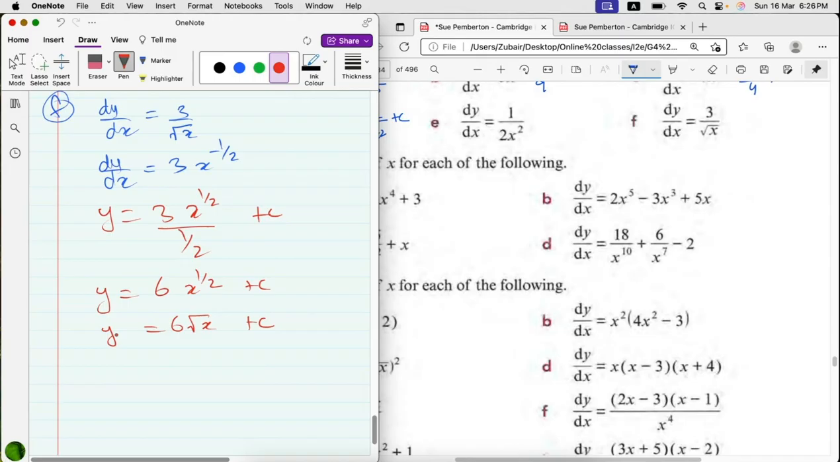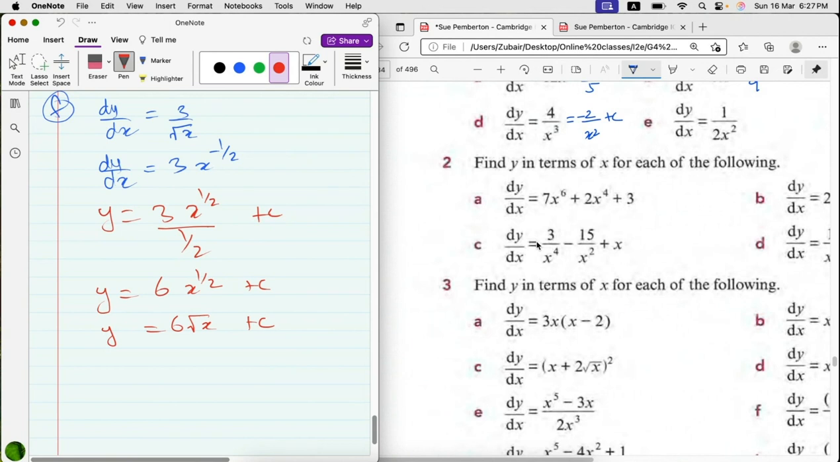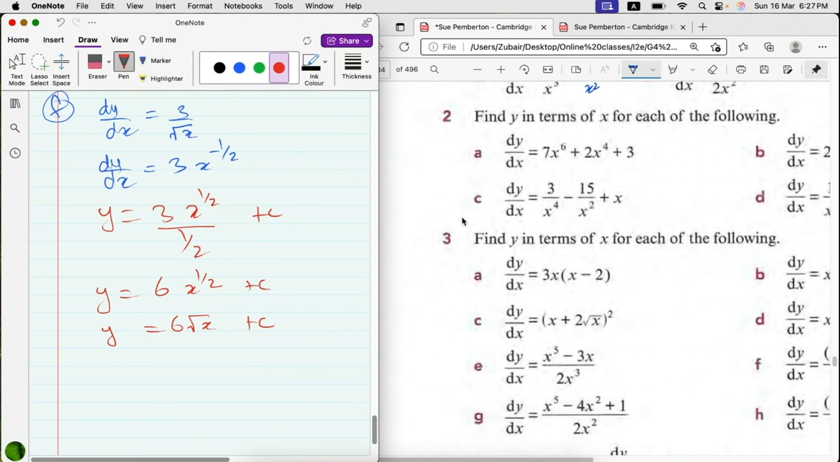What do you say? Okay. So it's x to the negative 1 over 2, and then plus 1 over 2, and that would just be 1 over 2 plus c. Okay, 6 over 1. Yes. Okay, try 2a.